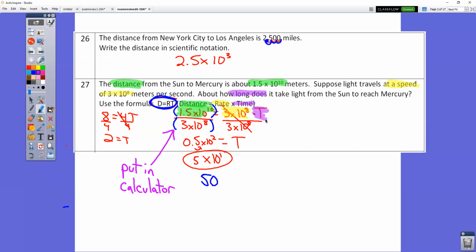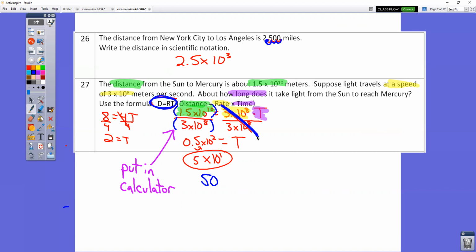I sort of showed over here, if you had a normal one-step equation that looked like this, how would you solve for t? This is really 4 times t, so we'd have to divide by 4 and divide by 4 to get t equals 2. Here, to get the t all by itself, we need to divide by 3 times 10 to the 8th and 3 times 10 to the 8th. These cancel out, right? These cancel out right here. So we're left with just t on the right-hand side, top divided by bottom.